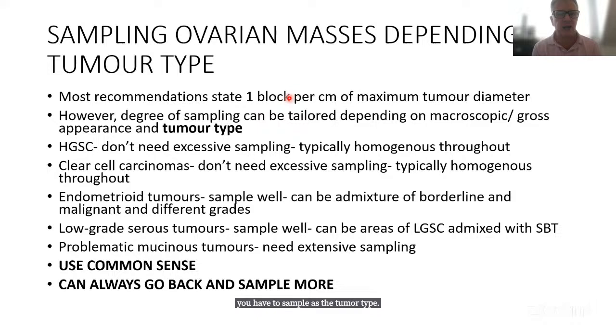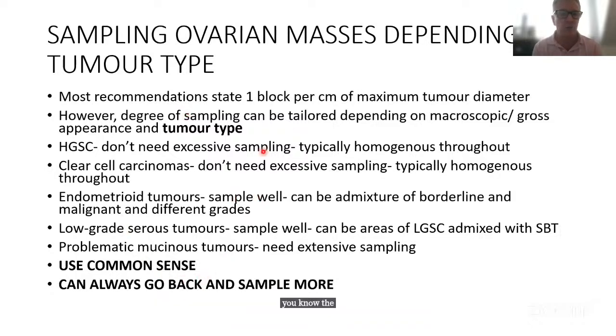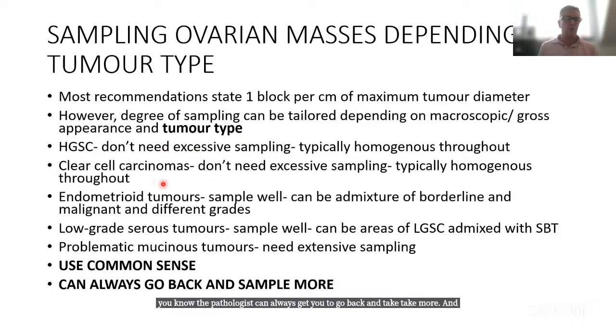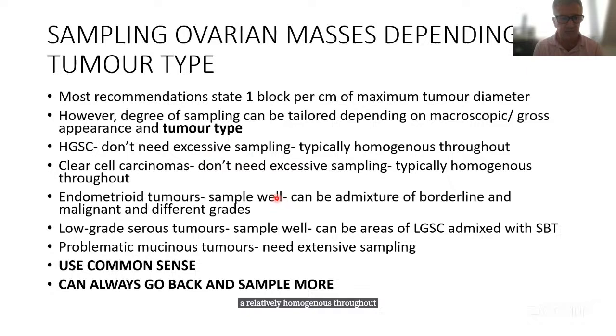And again, I've already mentioned, you probably won't know this when you're dissecting the mass, but the pathologist can always get you to go back and take more. And I would say some tumors like high-grade serous carcinomas and clear cell carcinomas are relatively homogeneous throughout, so you don't really need excessive sampling.